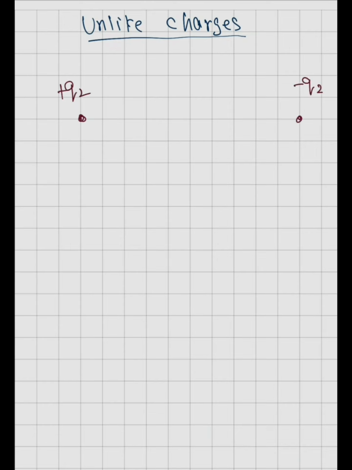Now consider the case of unlike charges. Let's see where the null point will be formed. Consider two charges: this is plus q1 and this one is minus q2. These are the two unlike charges, right? And the distance between these two charges is taken as small r. Now we need to find out where the null point will be formed. For that, we just place a charge plus Q here.